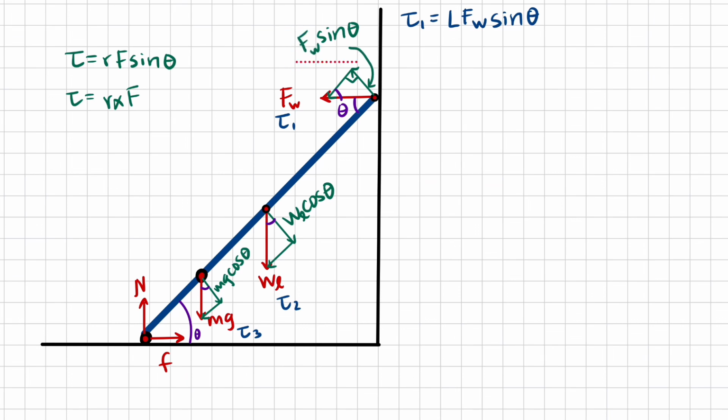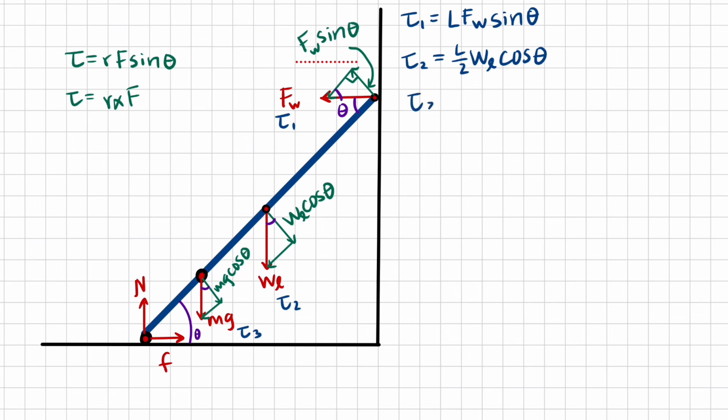Okay, so torque 2. Torque 2 is going to be here. Now the distance, because this is the center of gravity, is going to be half the ladder. If the ladder has a length of L, so half it, that distance would be L divided by 2. Then the force is the weight of the ladder. And then we said the perpendicular component would be the cosine component.